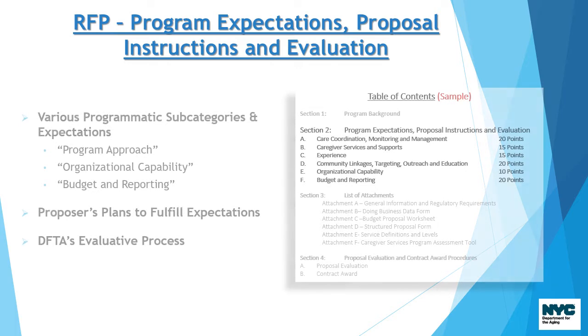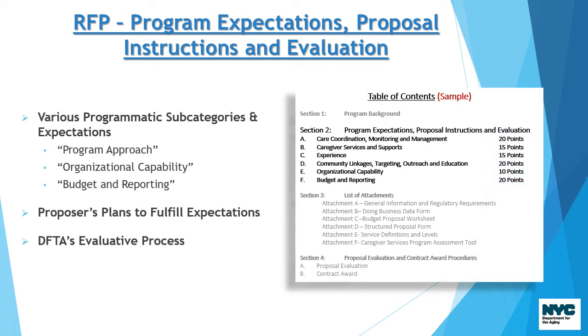Next is the program expectations, proposal instructions, and evaluation section of the RFP. This section is broken into subcategories for which DFTA has established expectations. Often, one will find categories like program approach, organizational capability, and budget and reporting. This section contains DFTA's expectations related to these subcategories, as well as how we'd like you to propose fulfilling these expectations, proposal instructions, and how we will evaluate your proposal.